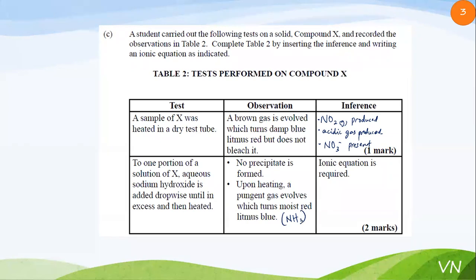So what is happening there is that we have ammonium from the salt, which is an ammonium salt, plus the hydroxide ion from the sodium hydroxide to produce ammonia gas and water. All right, so this will be the ionic equation for what is happening.